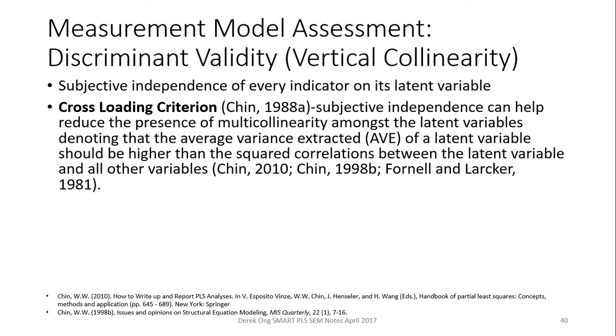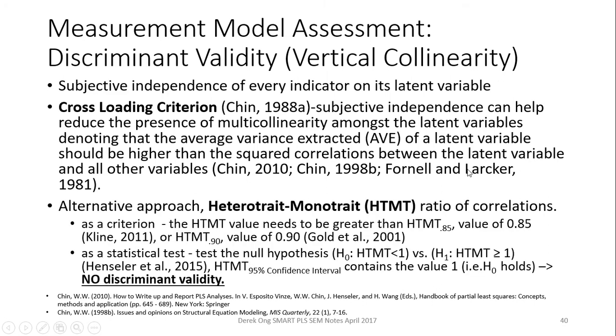So what you can do is start by looking at the cross-loading criterion, which is the subjective independence that can help reduce the presence of multicollinearity amongst the latent variables. You can imagine if you have an indicator item that loads on two latent variables, then that particular indicator item is not actually a very good one, denoting that the AVE of a latent variable should be higher than the squared correlations between the latent variables. The alternative approach, which a lot of people have looked at, is the heterotrait monotrait ratio correlations.